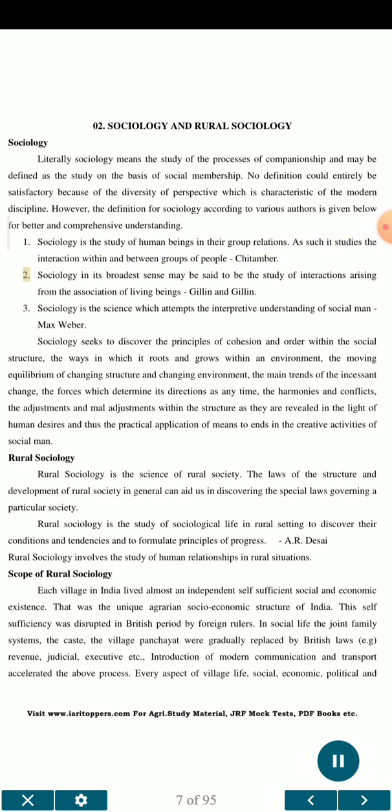Chitimba. 2. Sociology in its broadest sense may be said to be the study of interactions arising from the association of living beings. Gillen and Gillen. 3. Sociology is the science which attempts the interpretive understanding of social man. Max Weber.